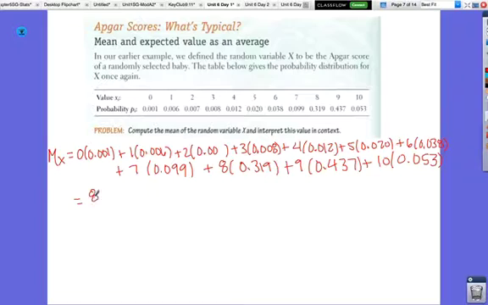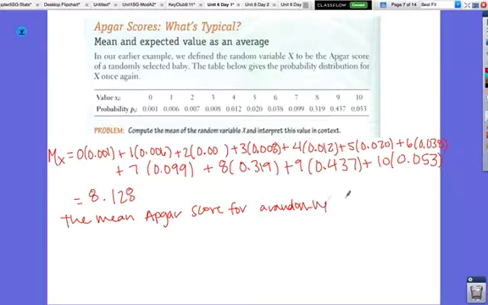Whenever you add all of those up, you would get 8.128, which is going to mean that the mean APGAR score for a randomly selected baby is 8.128. This is the long-run average APGAR scores of many, many randomly chosen babies.